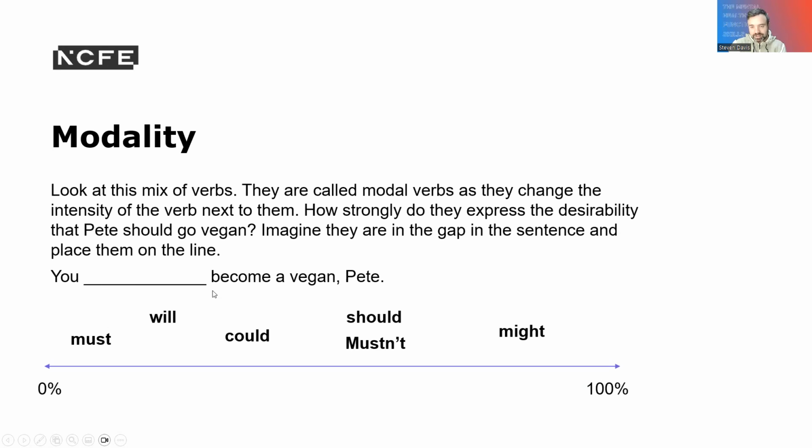You must become a vegan, Peter. That's straight up there, isn't it? You will, again, it's going to be up there, become a vegan. You could become a vegan is going to be there. You mustn't is down there. And you might is probably there. So you can see how changing the word changes the sentence from something quite unlikely to happen to definitely happening.